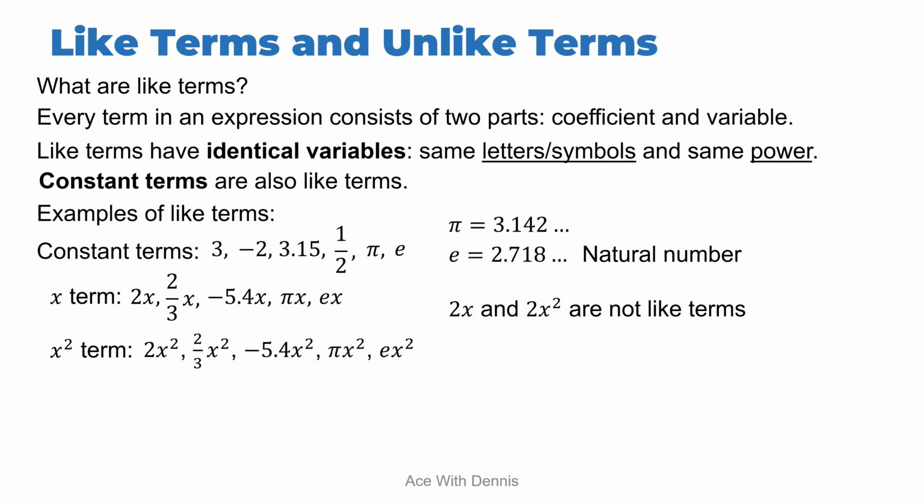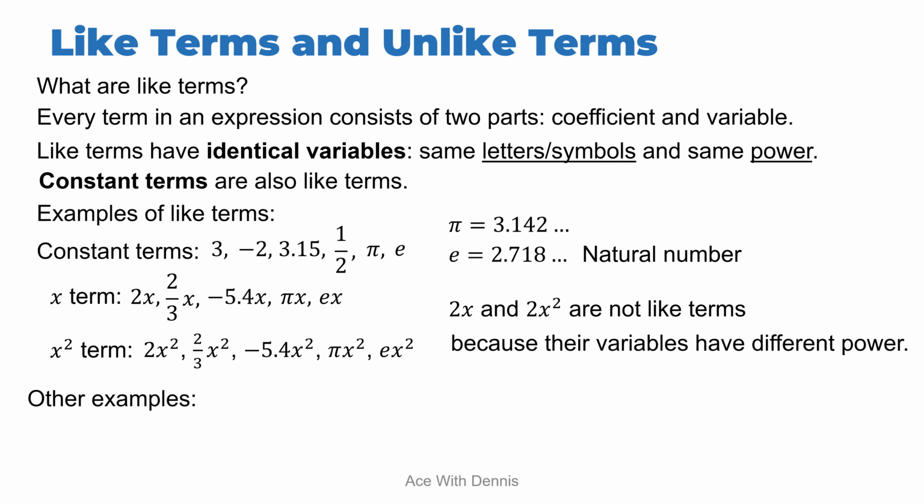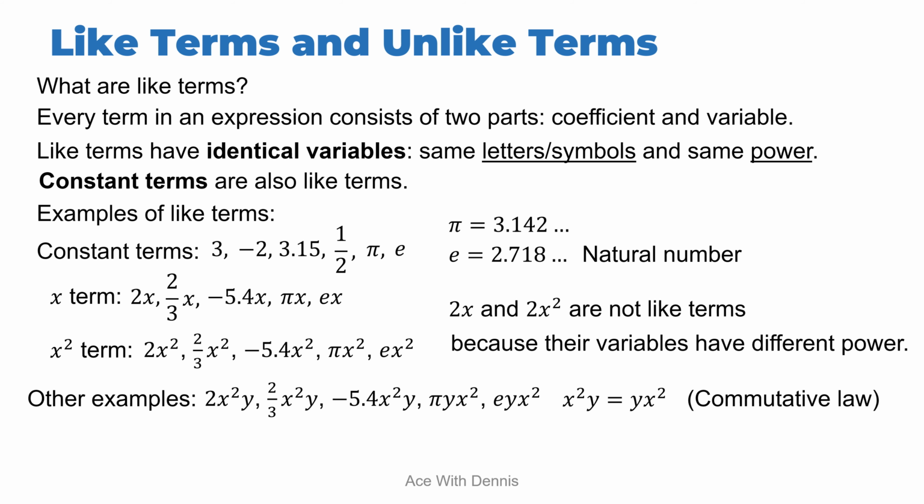However, 2x and 2x squared are not like terms because their variables have different power. Other examples of like terms are 2x squared y, 2/3 x squared y, negative 5.4 x squared y, pi yx squared, e yx squared. So all these are like terms as well. Remember, x squared y equals yx squared because of commutative law.